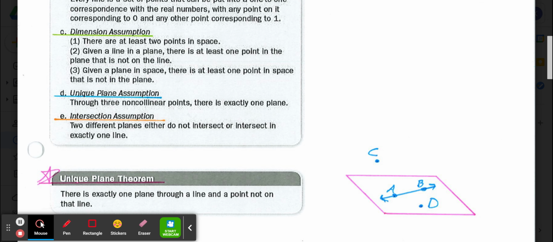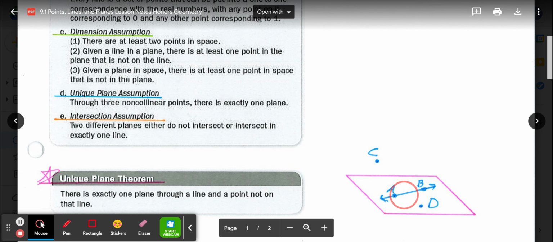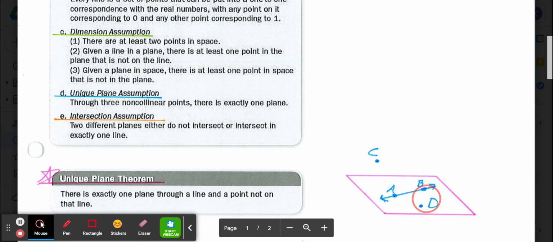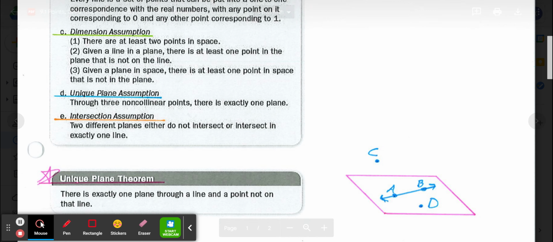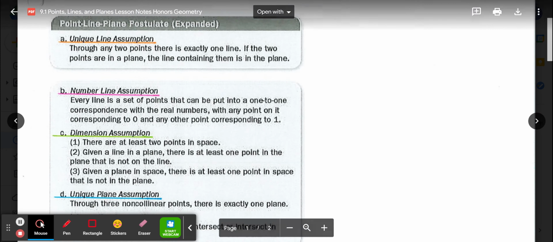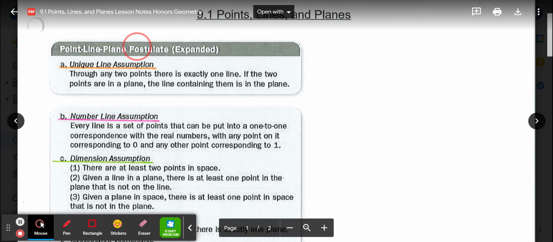Then we get to part D, the unique plane assumption. That says through any 3 non-collinear points, there's exactly 1 plane. So through points A, B, and D here that are non-collinear, there's exactly 1 plane that contains them. And finally, part E, the intersection assumption, which states 2 different planes either do not intersect or intersect at exactly 1 line. So all parts there, A, B, C, D, and E, are part of the point, line, plane postulate.